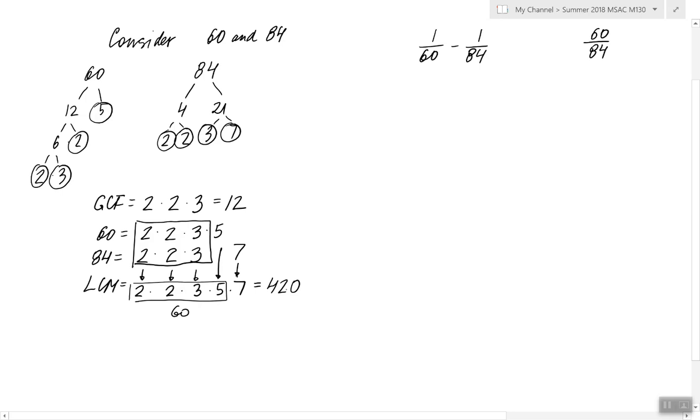Now, how do we use GCF and LCM when working with fractions? When you have a fraction that needs to be reduced, we use the greatest common factor of the numerator and denominator, and we reduce the fraction by that number. So that means 60 over 84 is equivalent to 5 over 7, because 12 is the GCF, and we divide both numerator and denominator by 12. So that's how we apply GCF.